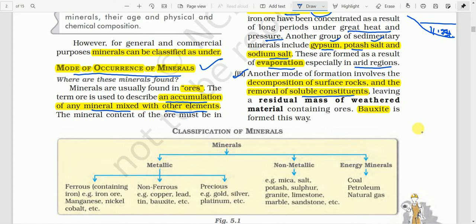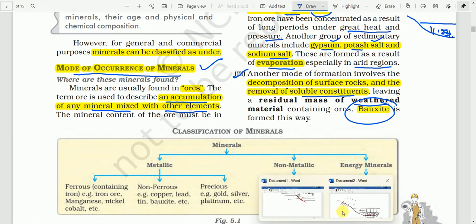Okay. Next, we have another mode of formation involving the decomposition of surface rocks and the removal of soluble constituents, leaving a residual mass of withered material containing ores. So bauxite is formed in this way. So let me explain here.